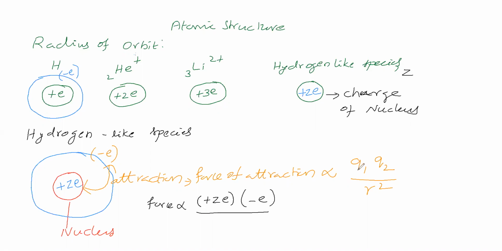R is called a distance between these two bodies, Q1 and Q2. That means a distance means from where to where? From this center point to this center point. This body center point to this body center point, that distance is called R. Now we have to see that distance, so we will take the nucleus center point and the electron center point. Now this distance is called R.